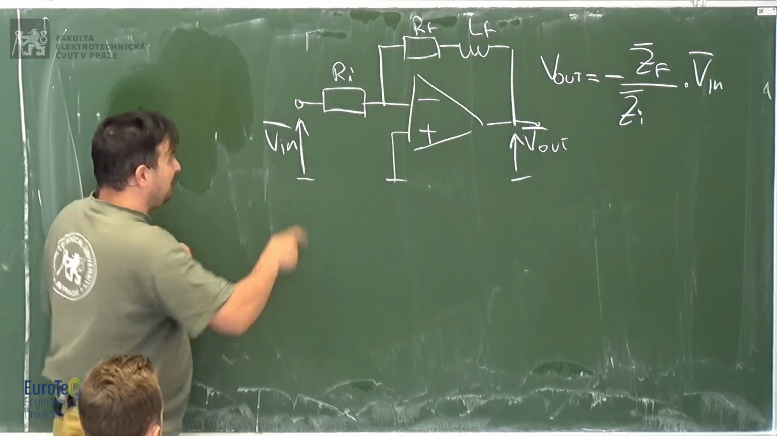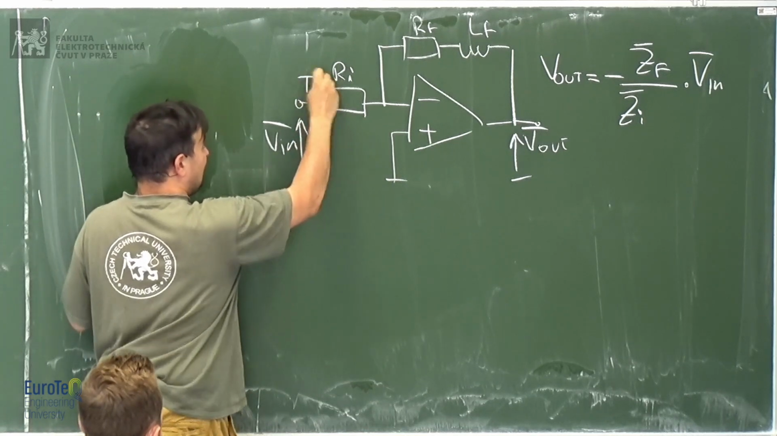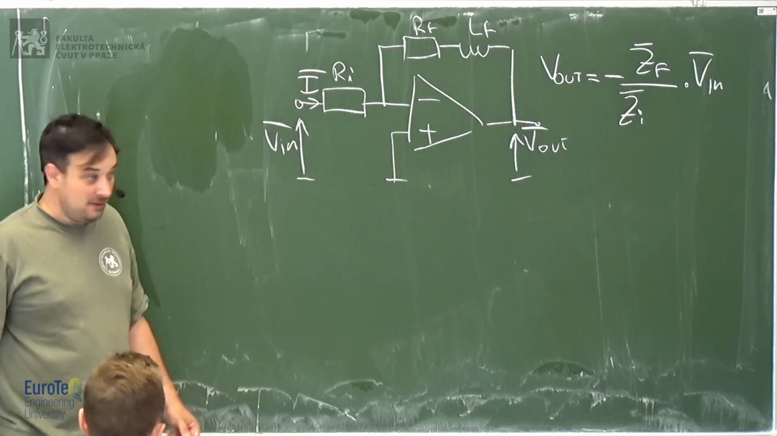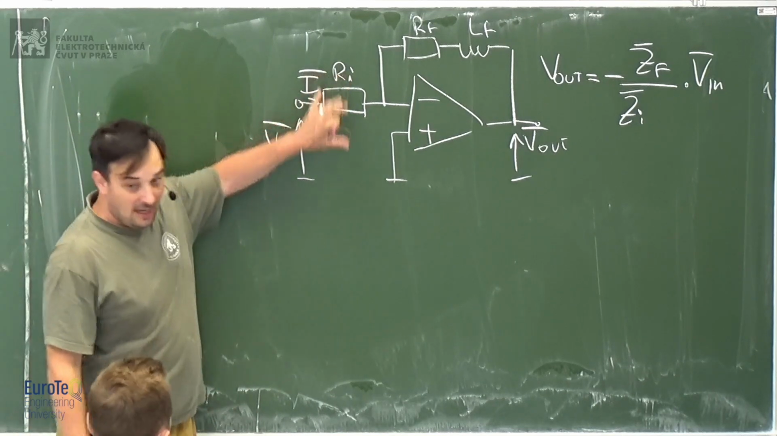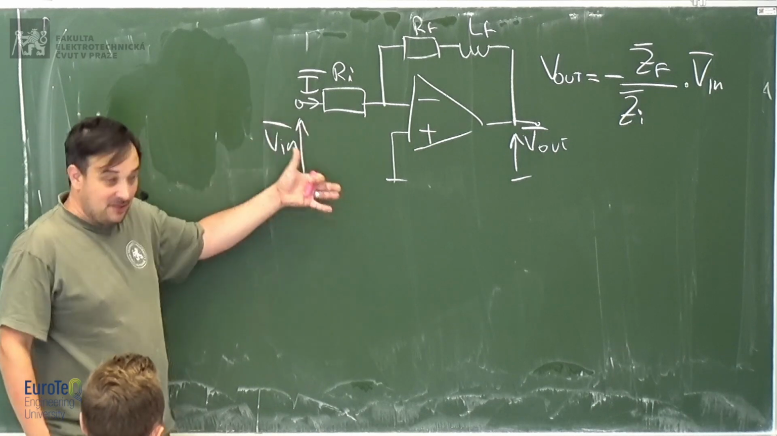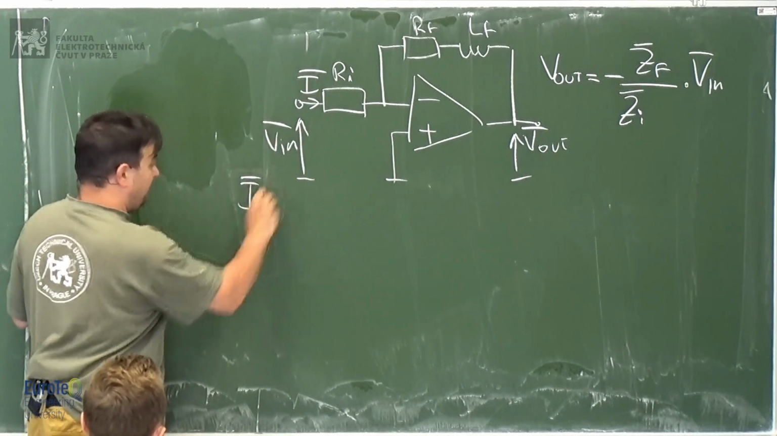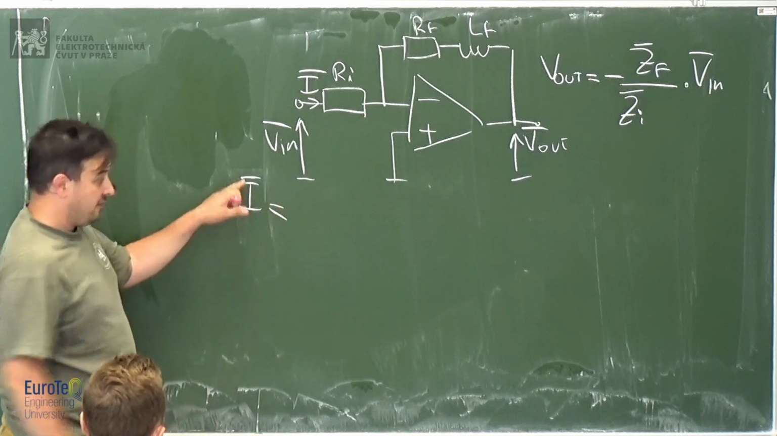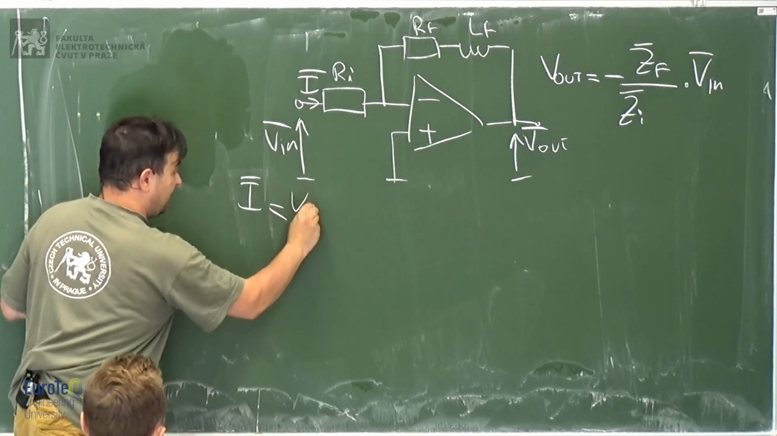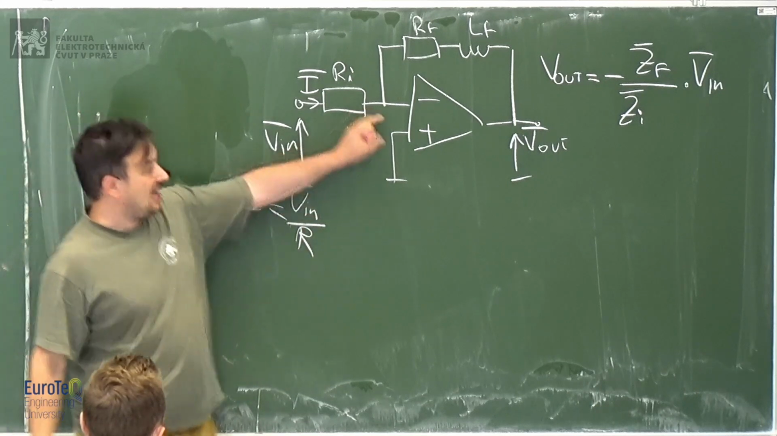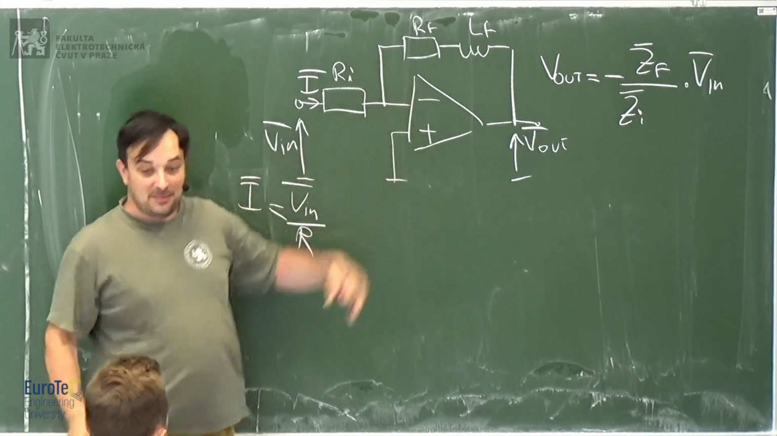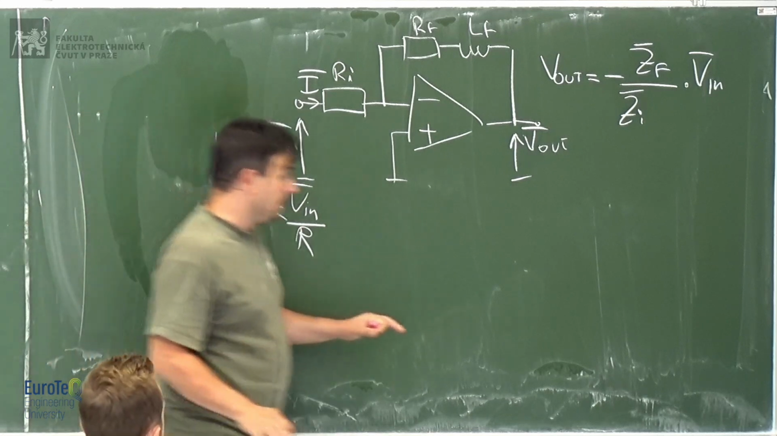Here you could have a current, and the current now is a phasor. How do you get it? The input voltage phasor divided by Ri. So you have this current, which is now a phasor, the phasor of the input voltage divided by R. Then you can repeat again: this current cannot enter here, it flows there, and so on. It's absolutely the same thing.